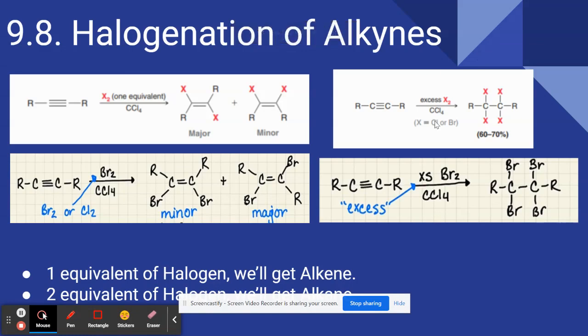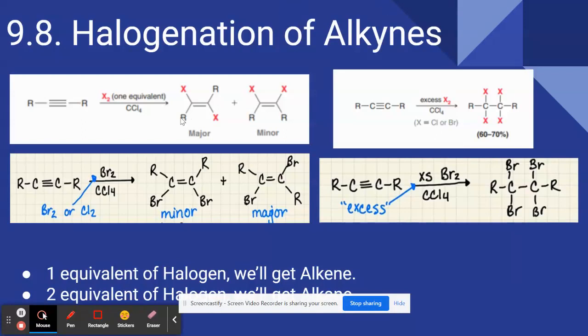9.8 Halogenation of alkynes. In the previous chapter, we saw that alkenes will react with bromine and chlorine to produce the halide. In much the same way, alkynes are also observed to undergo halogenation. The one major difference is that alkynes have two pi bonds rather than one and can therefore add two equivalents of halogen to form a tetrahalide.